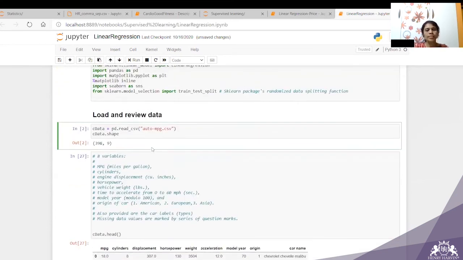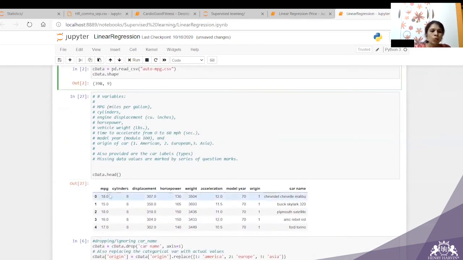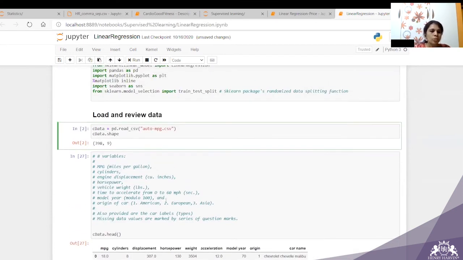So the next step, what did I say? We should try to understand the variables, and we should also know the problem statement. Here the problem statement is: how is MPG related to the cylinders, displacement, horsepower, weight, and acceleration? That is the basic idea of this problem statement. MPG, you know the meaning, miles per gallon. So how is it related to all the other variables?